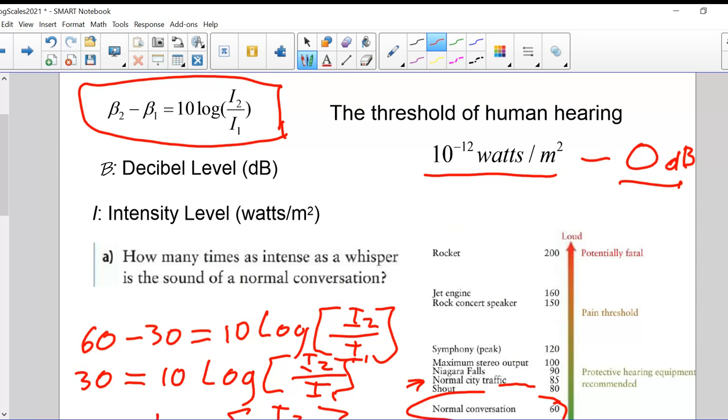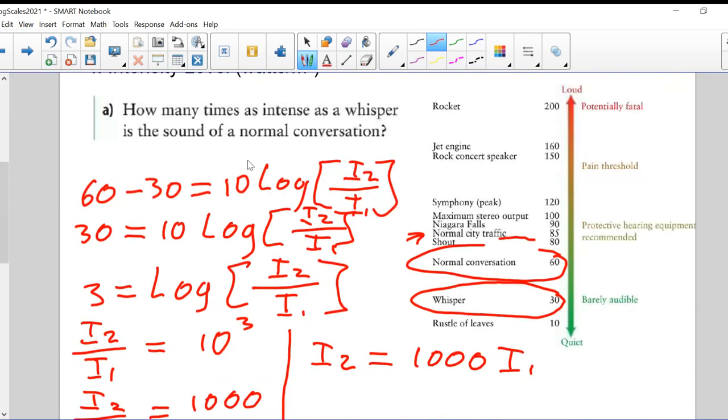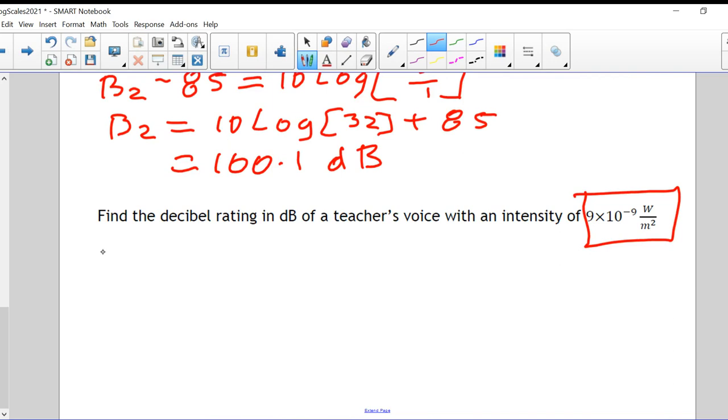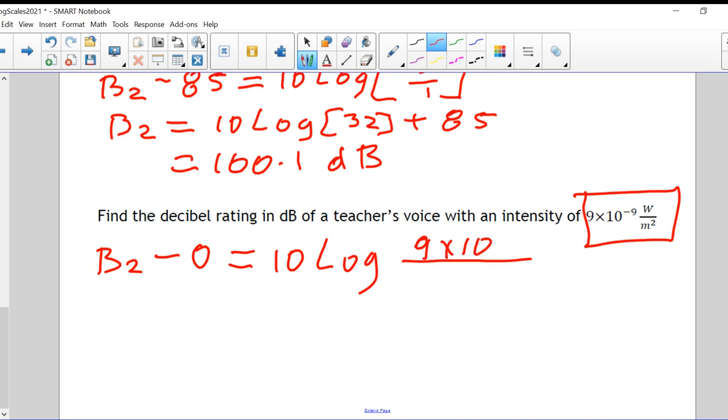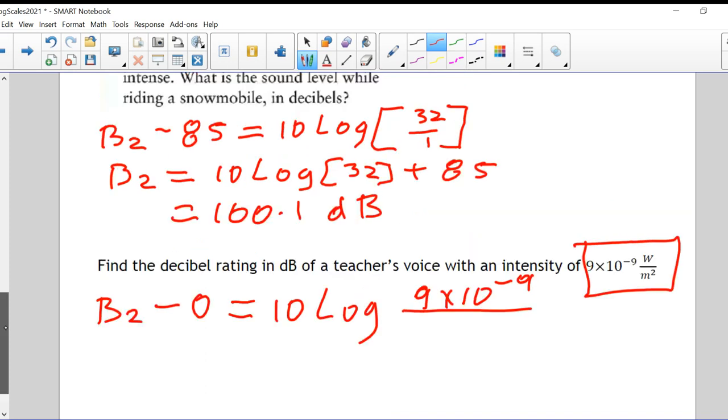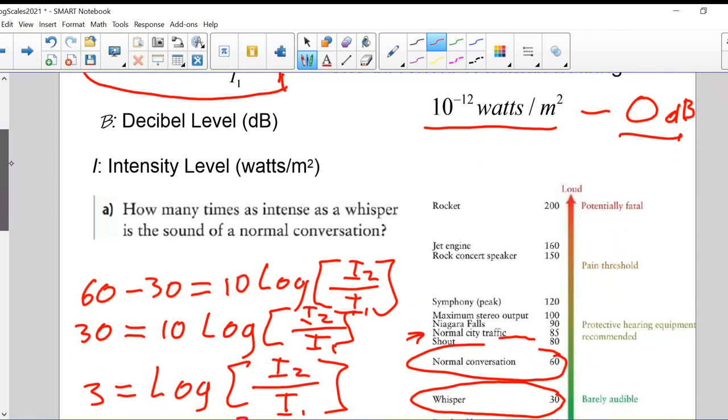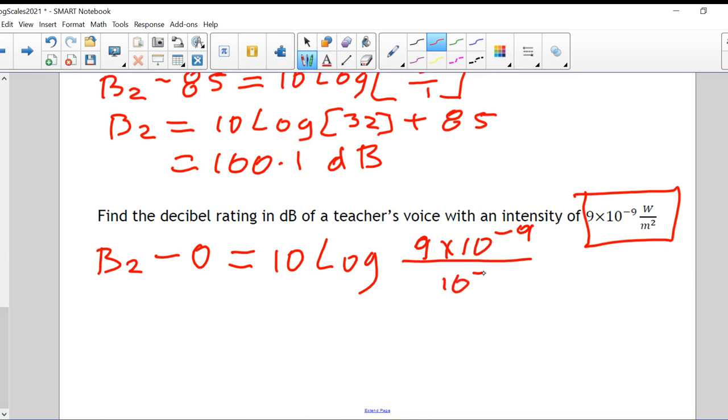Our B2, the thing we're trying to find, is equal to 10 times the log of the I2, which we're given as the teacher's intensity, compared to the I1, which is the intensity related to the threshold of human hearing. Okay? So let's put this together. Here we go. So B2, essentially minus 0, which means I'm not subtracting anything, is equal to 10 times the log of this intensity, which is 9 times 10 to the minus 9, over the intensity associated with the threshold of human hearing, which is 10 to the minus 12. Whatever the log of this is, times 10 is equal to B2 minus 0.